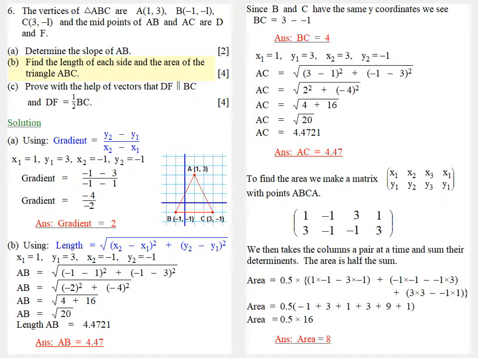Now actually, if we'd looked at the diagram, we can see the triangle has a base of 4 and a height of 4. The area of a triangle is half the base times the height, so it's a half of 4 times 4, which is a half of 16, which is 8. An easier way of doing it.